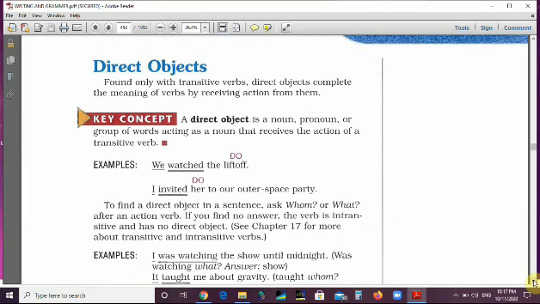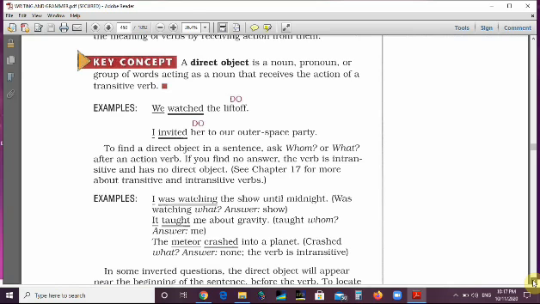First, direct objects. A direct object is a noun, a pronoun, or group of words acting as a noun that receives the action of the transitive verb. So, there is a condition. Before a direct object, I need a transitive verb. The verb must be transitive. An intransitive verb is not followed by a direct object.